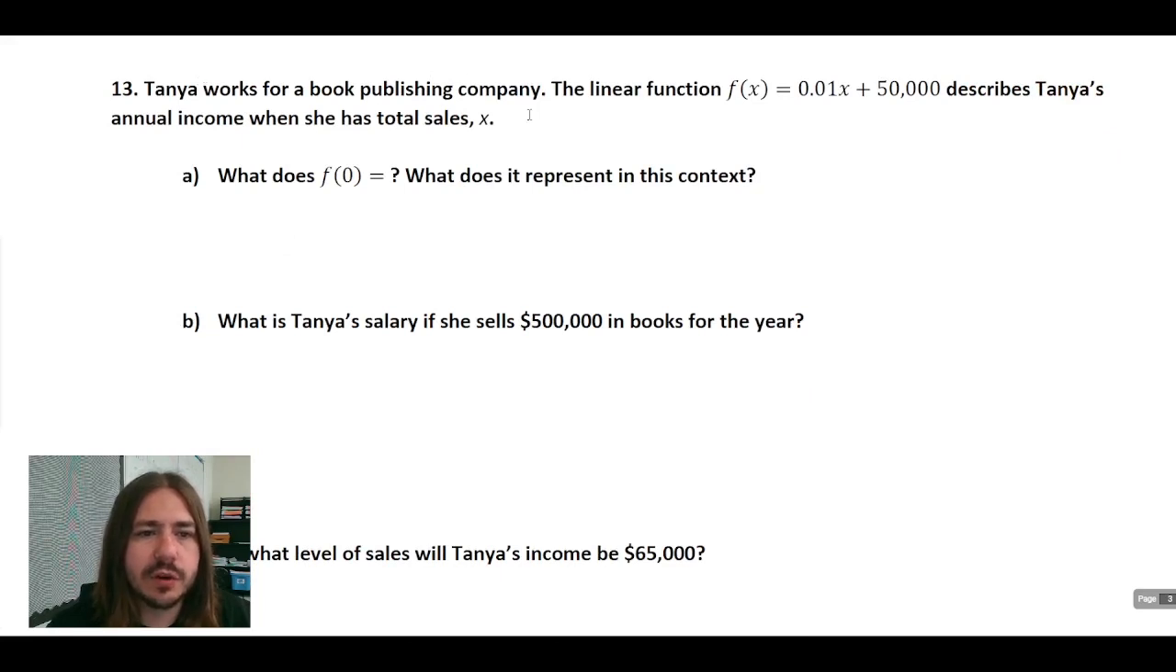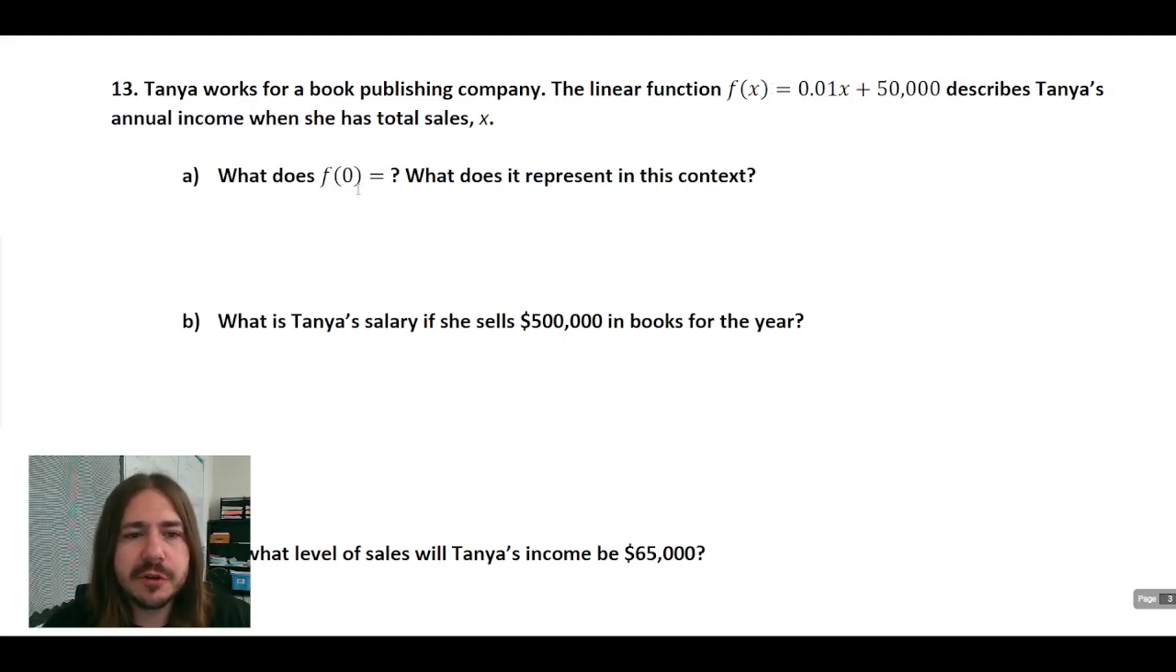It says, Tanya works for a book publishing company, and this linear function describes her income when she has total sales x. So it looks like her income is based on 2 things. One is she gets $50,000, I guess that's her base salary, and then she gets 1% of her sales. So we're multiplying her sales by 0.01. And so basically, I guess that's the incentive for her to work harder, is that if she makes more sales, she'll have a higher income.